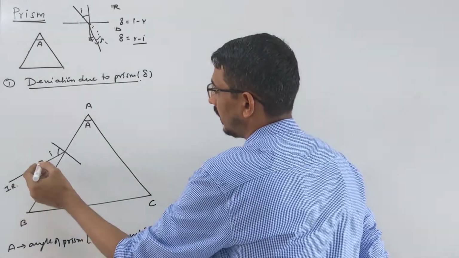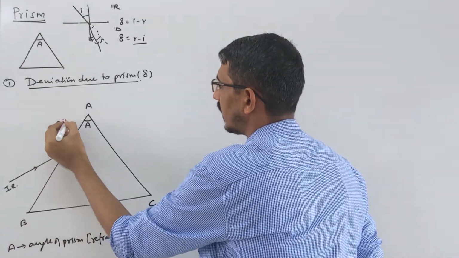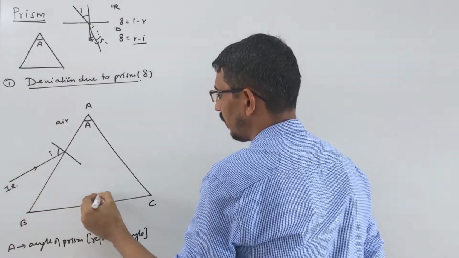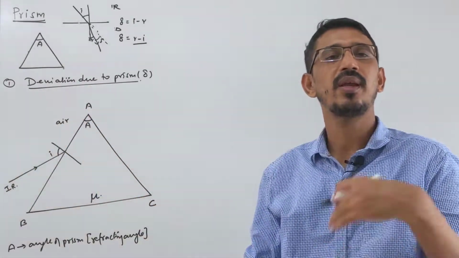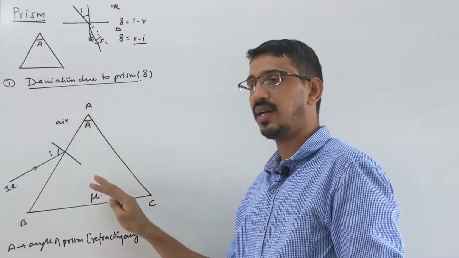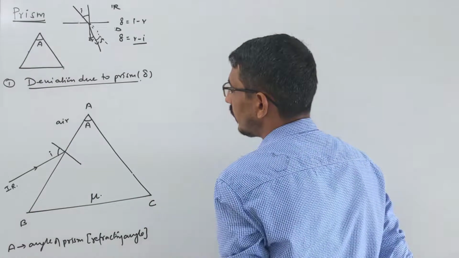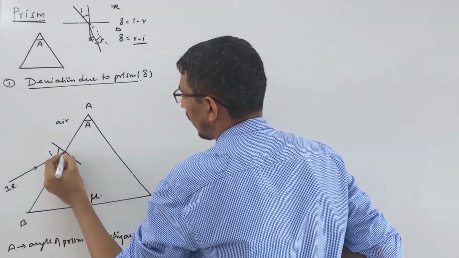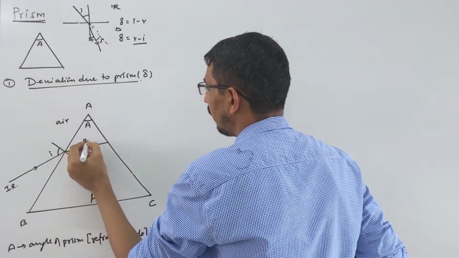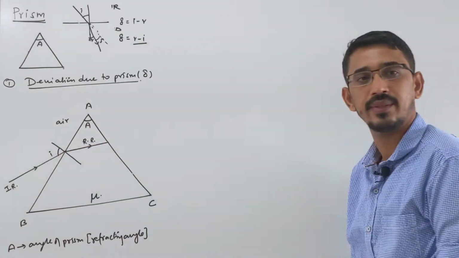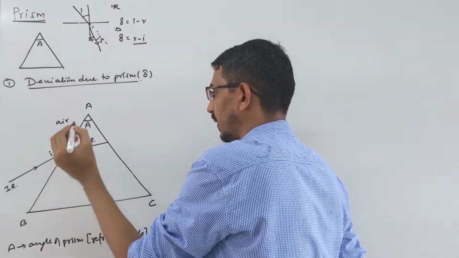Light came here, incident on this face. Suppose the outside medium is air, and this is glass of some refractive index mu. There can be some other medium also, no problem; then we talk about the relative mu of the prism with respect to the medium. This light will be refracted and come this way. This is called the refracted ray, and it makes an angle of refraction that I am calling r1.